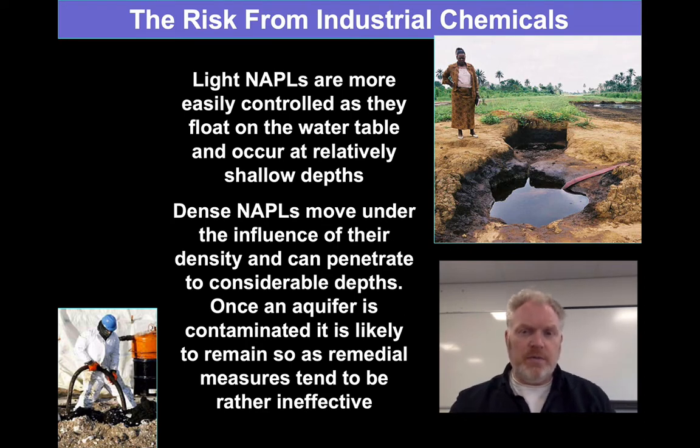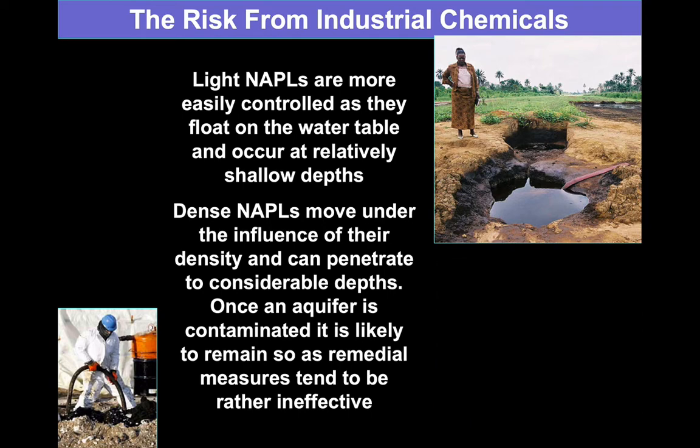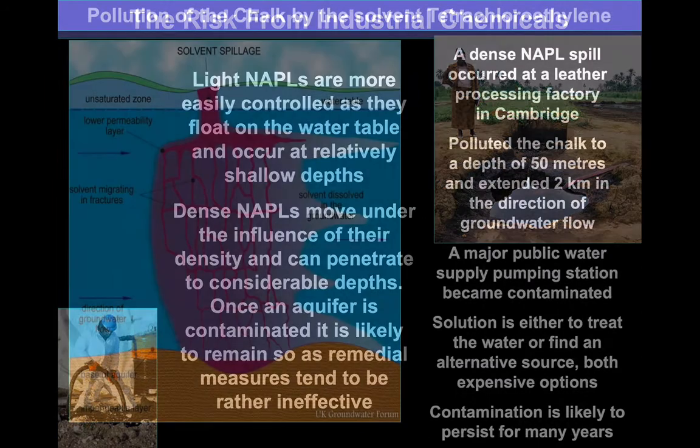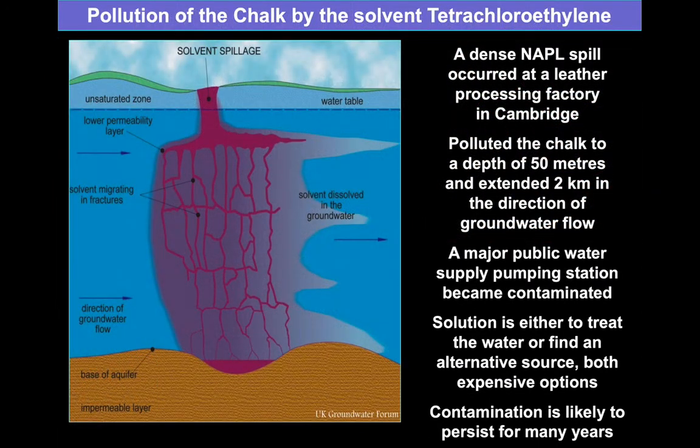Clearly, though, perhaps the best solution is that these things don't get into the ground in the first place. To give you an example here, this was a dense solvent that leaked from a leather factory in Cambridge. This then polluted the chalk that Cambridge sits on, which is, as we know, an aquifer.